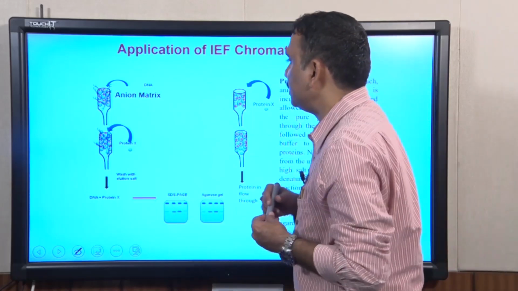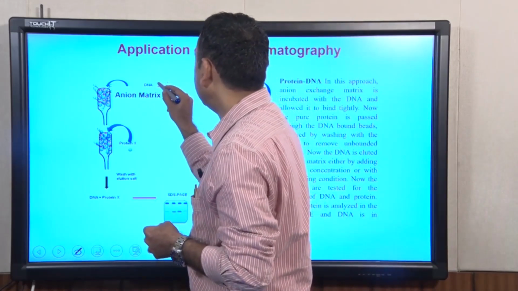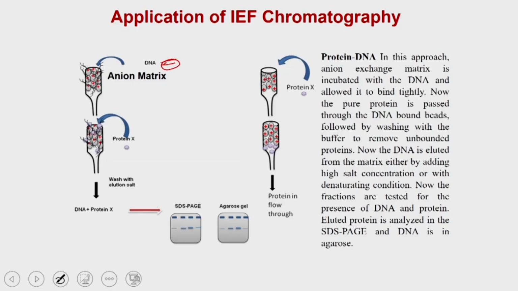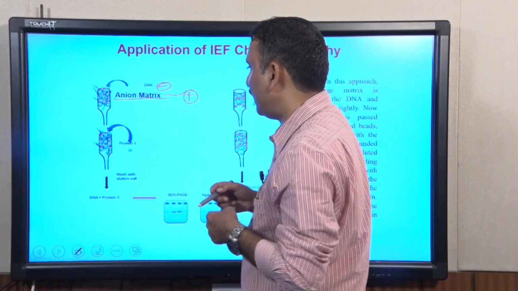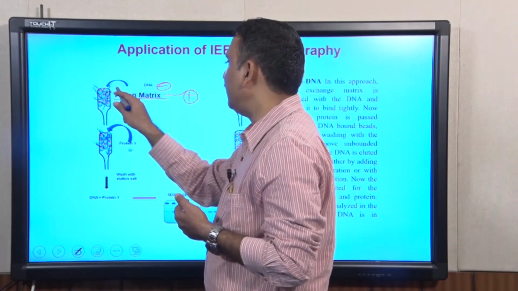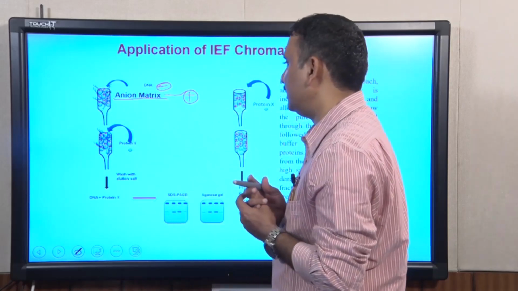In this kind of application, you know that DNA is negatively charged. So, for negatively charged DNA, you are going to use anion exchange chromatography, which means you are going to use the anion matrix, and the anion matrix is going to be positively charged, so it will very readily bind the DNA. In the first step, you load the DNA, between which and a protein X you are interested to study the interaction, and the DNA will bind to these anion matrix beads.